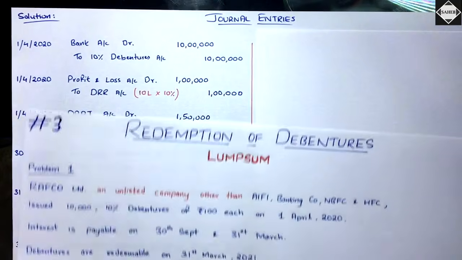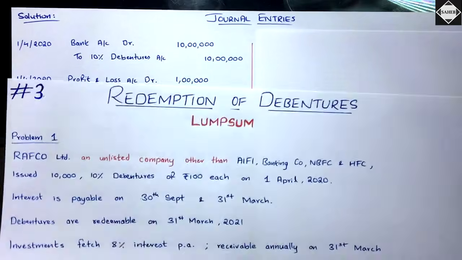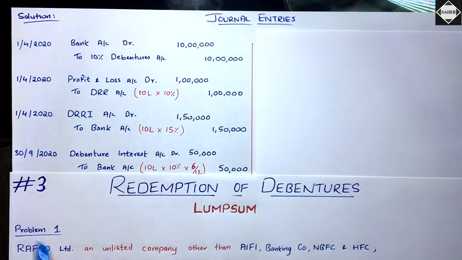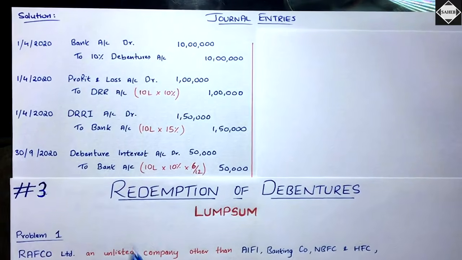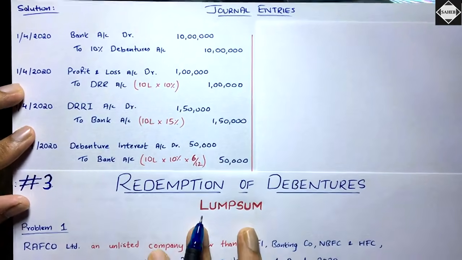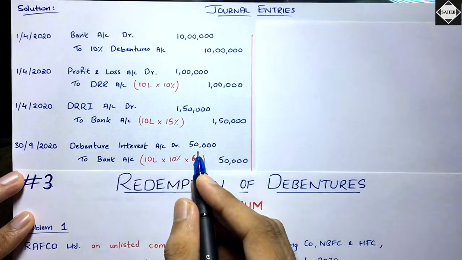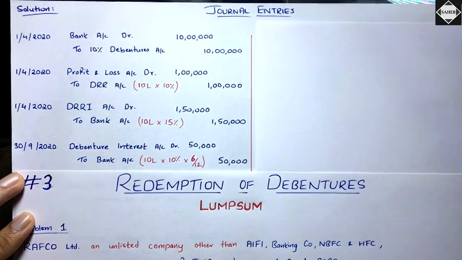You pay interest, right? So see here, on 30th September you have to pay the interest. So you have to do that. See here, 30th September 2020 you have to pay the interest, and the entry for that is very simple. Debenture interest account debit. The company is paying the interest, right? So it's an expense. Debenture interest account debit, and to bank account, money is going out, right?